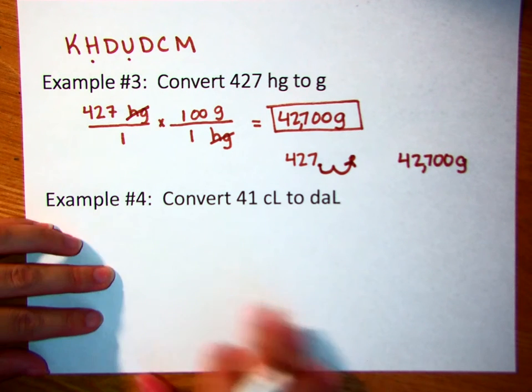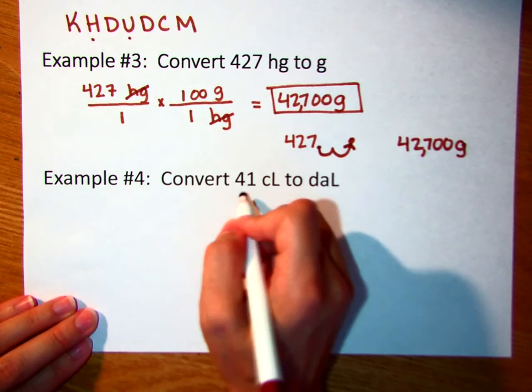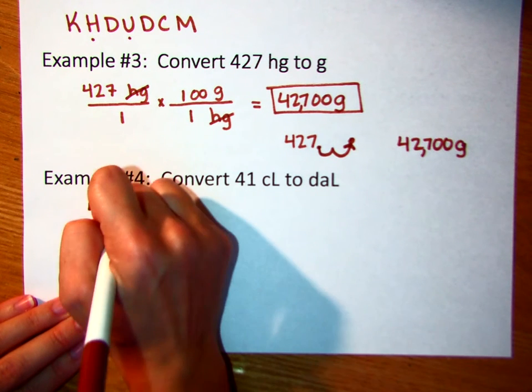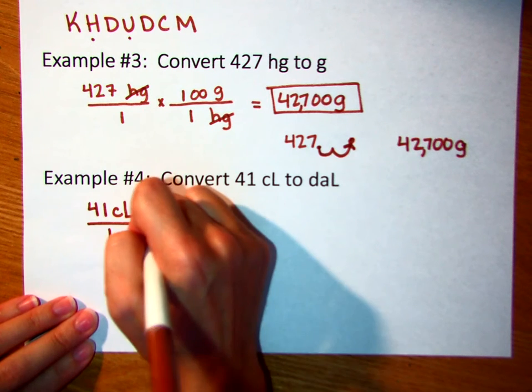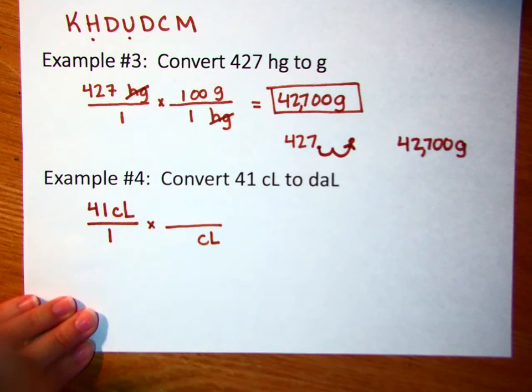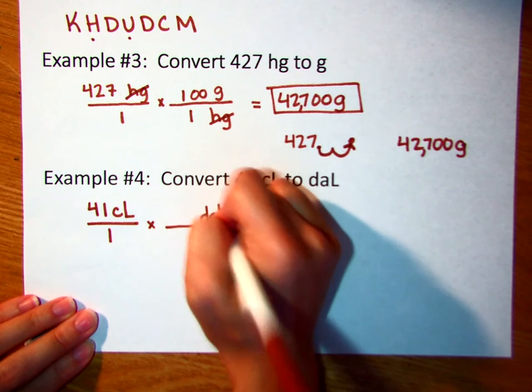Let's go ahead and do dimensional analysis with number 4. With the number 4, what do we start with? We start with 41 centiliters. We're going to put that over 1. We got to get rid of centiliters, so we're going to go ahead and put that in the denominator so that these would cancel out. And we're going to move towards decaliters.